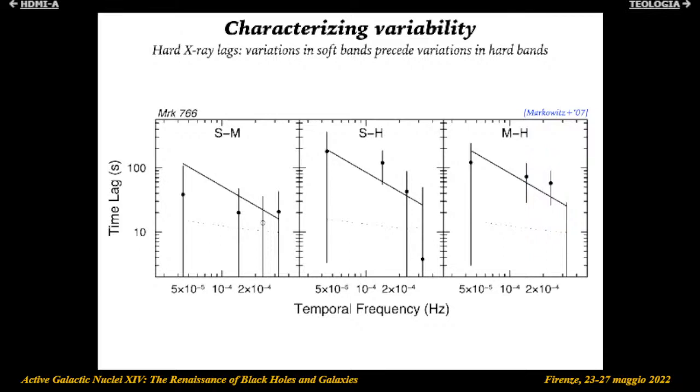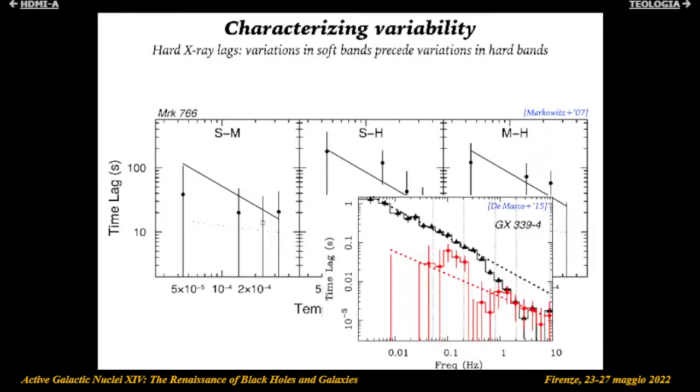And what we usually observe is that the harder bands are delayed with respect to the soft bands. And this is seen over a broad range of timescales, although the measurements are pretty sparse. Again, we can draw analogies with black hole binaries. These lags are routinely observed in black hole binaries in all states, basically. And as you see, they are pretty similar.